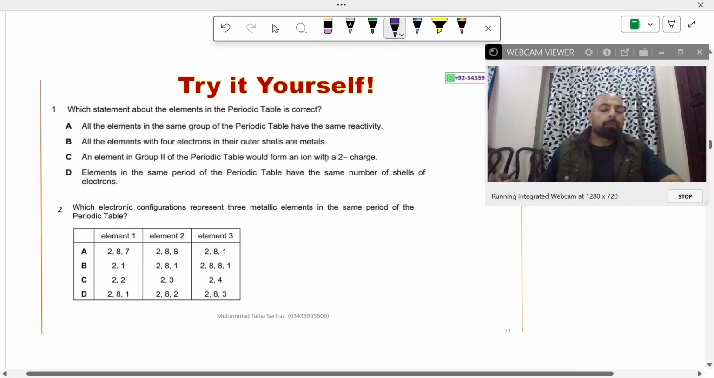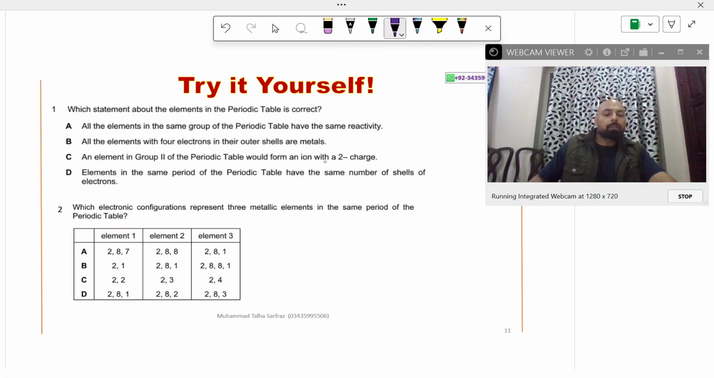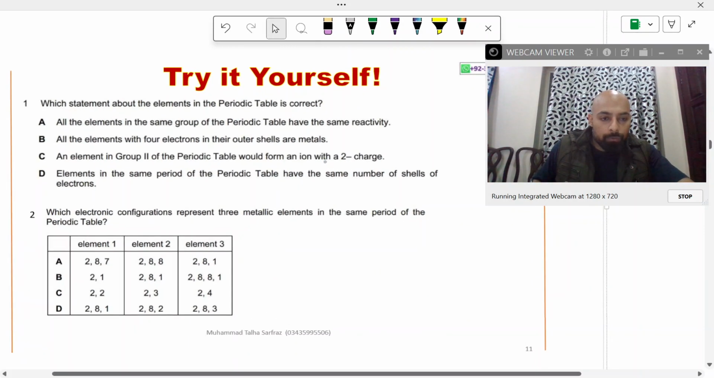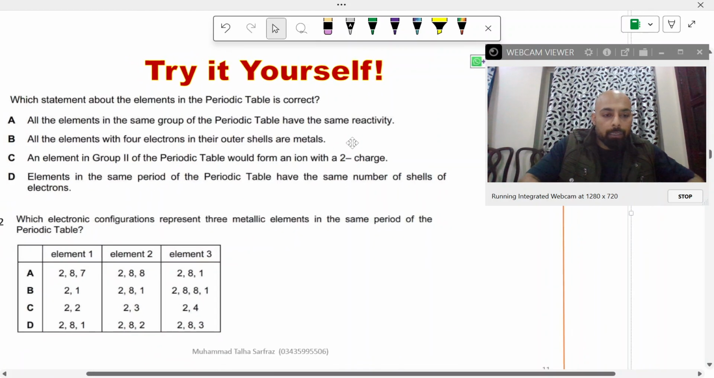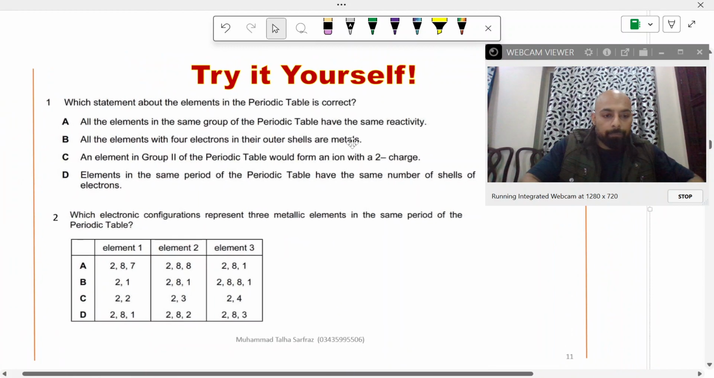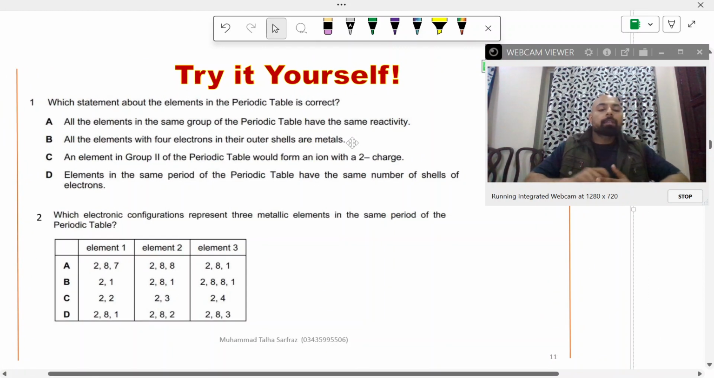Okay, here we go. सबसे पहला वाला सवाल बच्चों, चलो जी, start doing this question, try it yourself. Which statement about the element, let me zoom it out for you, थोड़ा सा zoom करते हैं इसको ताकि आपकी image clear आ जाए यहाँ पे. Okay जी, I hope everybody can see this. Which statement about elements in the periodic table is correct?